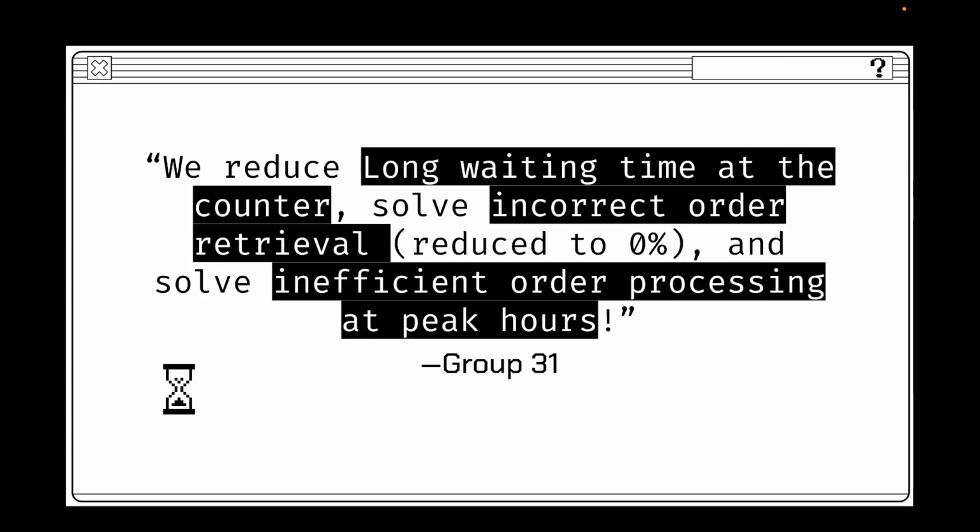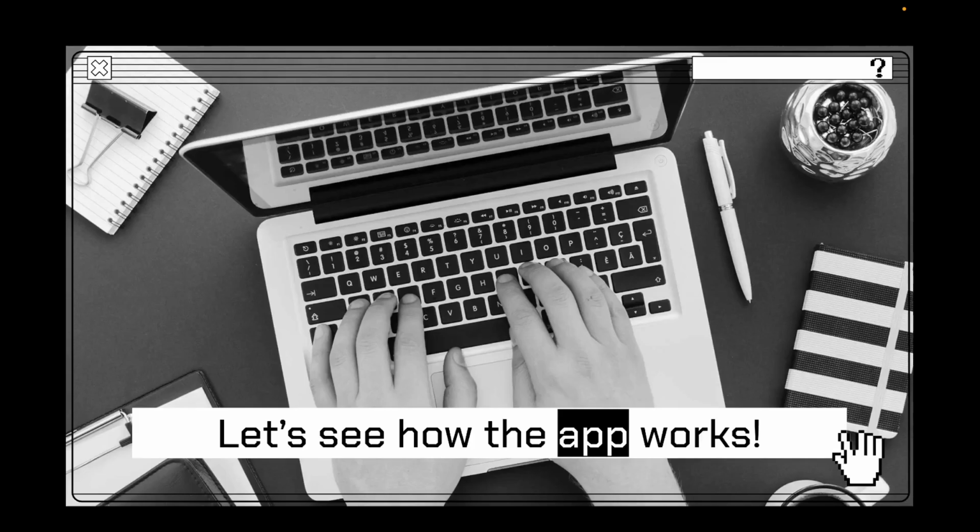We reduce long waiting time at the counter, we solve incorrect order retrieval, almost reduced to 0% because of the QR implementation that we have implemented in our application, both in the canteen management application and in the canteen user application. And we solve inefficient order processing in the peak hours because the users can order from their convenient place and take the food when they get to the canteen. Now, let's move on to the live demo of both of the applications and let's see how the application works.